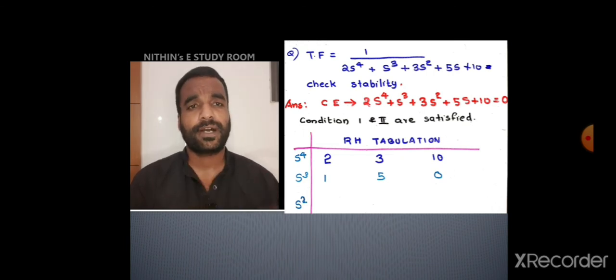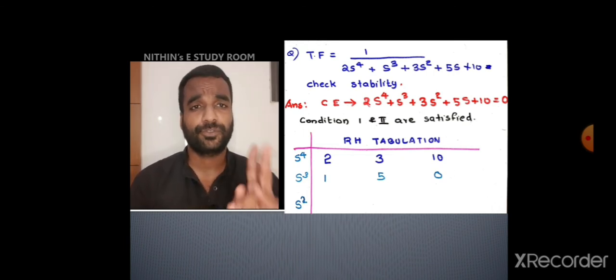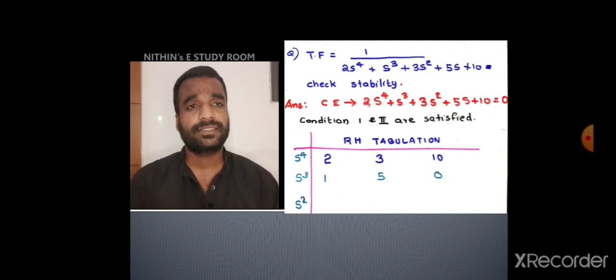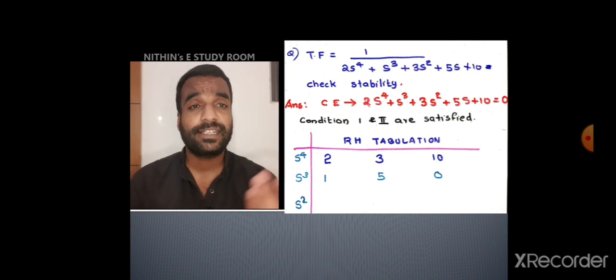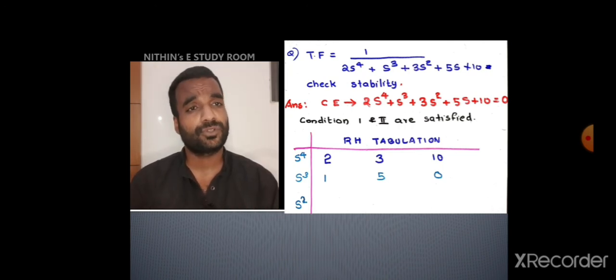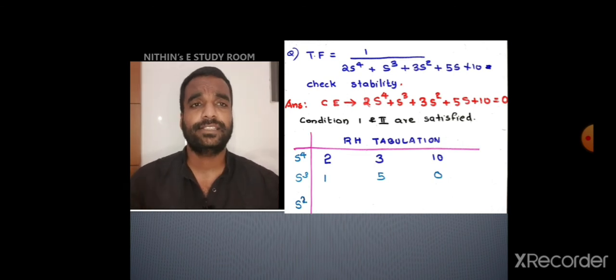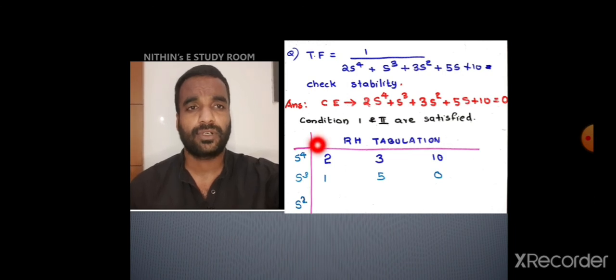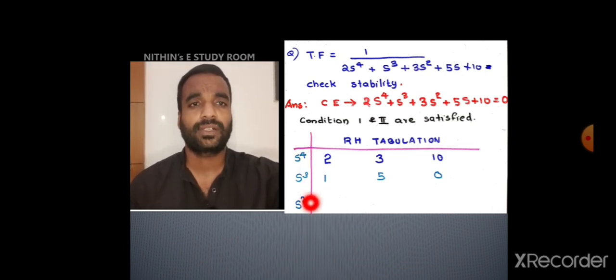Before going to the Routh stability criteria, first we have to check two conditions. First condition: is there any sign change in the characteristic equation? No, all the coefficients are positive, so that is satisfied. Second condition: is there any missing coefficient? That is also no. All the coefficients are present: s^4, s cube, s square, s, and the constant. Now we can arrange this into a tabulation chart. The highest order is s^4, so I write s^4 here, then s cube, s square, and so on.